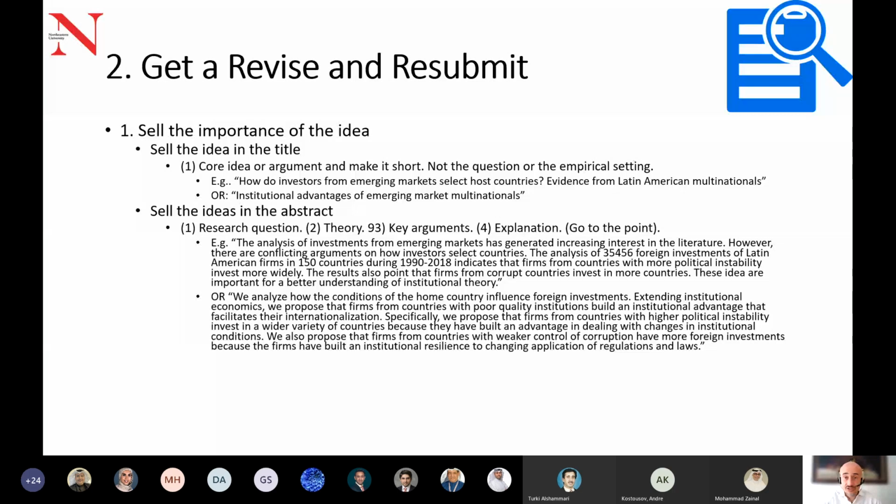Abstracts can be very short. Some journals have longer abstracts, 200 words. In general, 150, 120 words is more than enough to make your point understood by the readers.